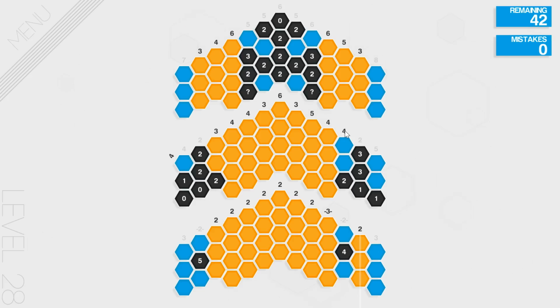This 4 has been solved. This 2 is only touching 2 here. That gets rid of that. Gets rid of that. So this 3 has been done. Where's the next step is the question.